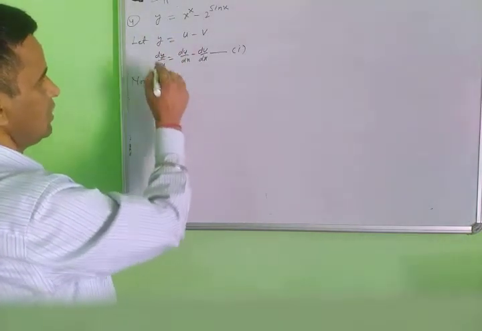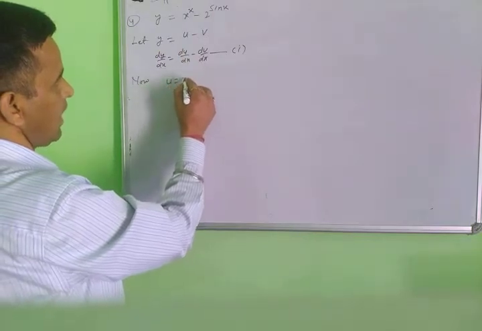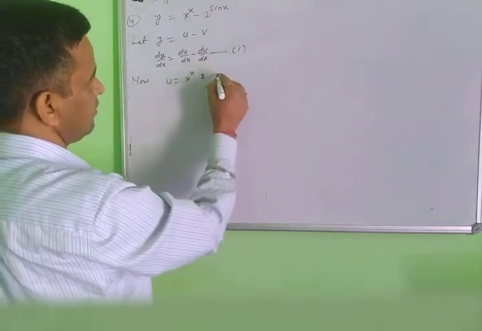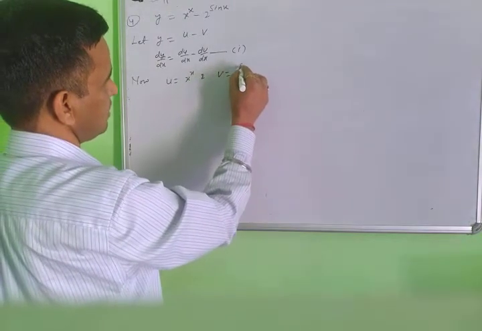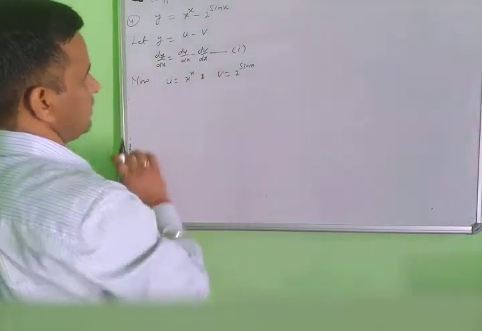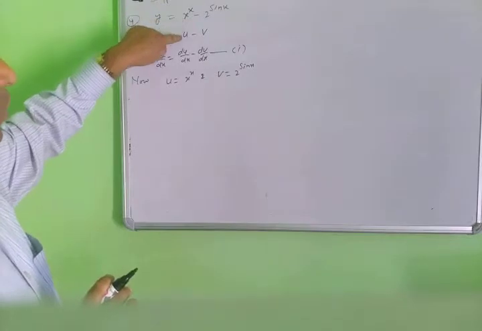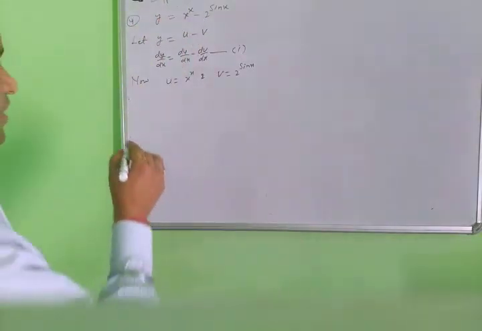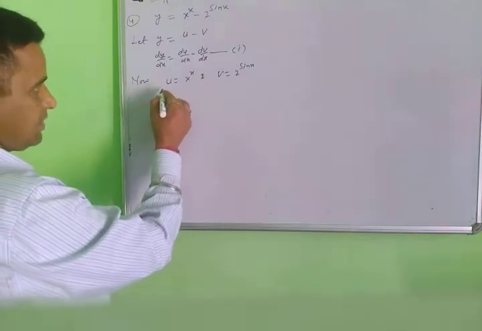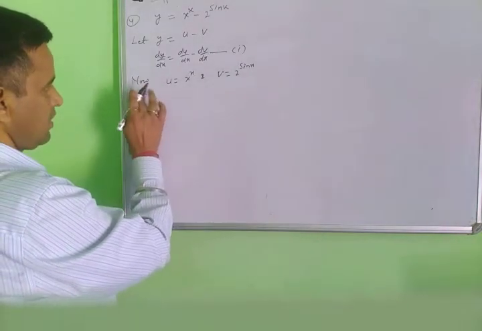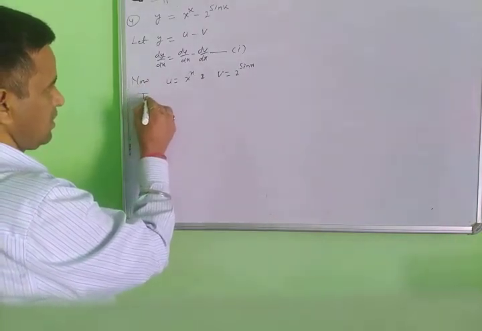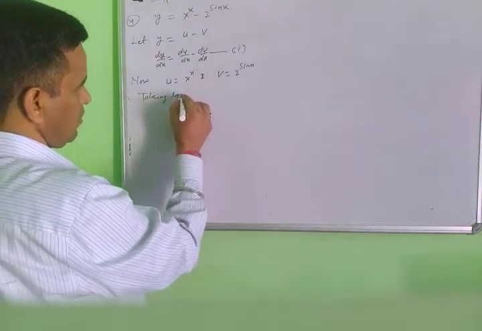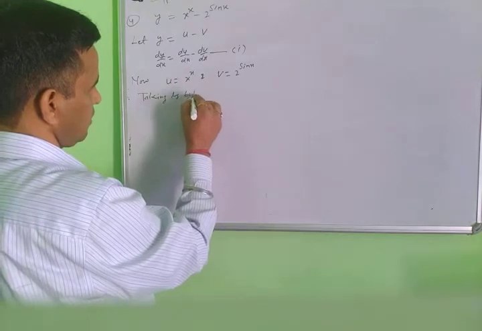What is the value of u here? Here u is x^x and the value of v is 2^(sin x). This is the value of u and this is the value of v. Then first I am taking log on both sides.